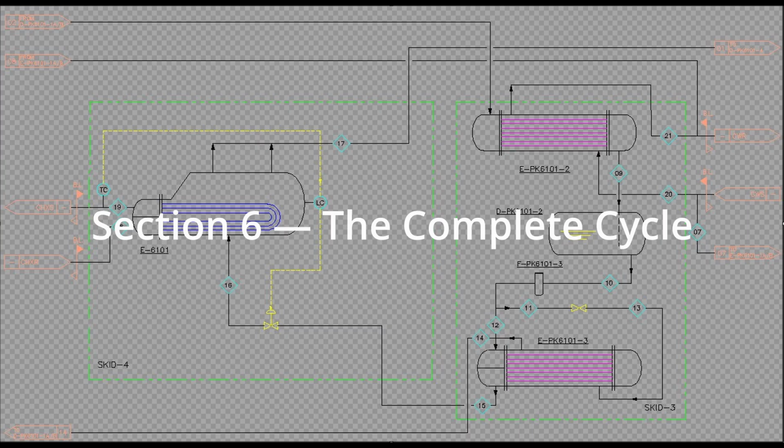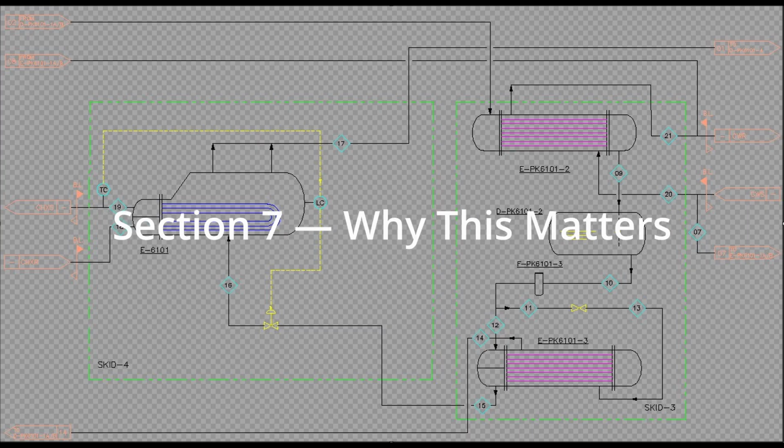Hot refrigerant flows into the condenser, releases heat, and becomes liquid again. Liquid refrigerant expands and returns to the heat exchanger. The cycle repeats continuously. This closed-loop system ensures efficient cooling of the industrial process gas stream.